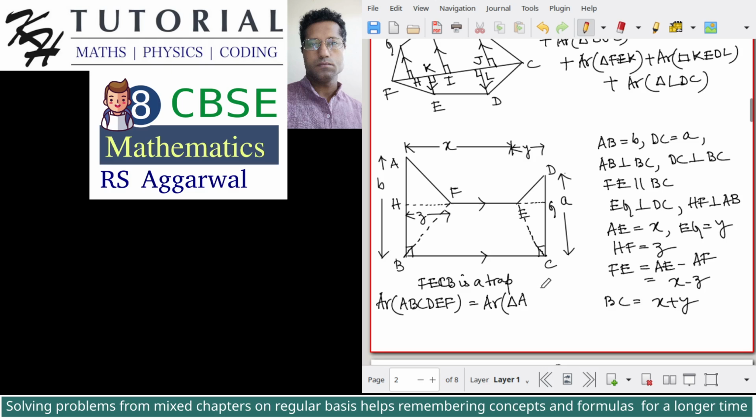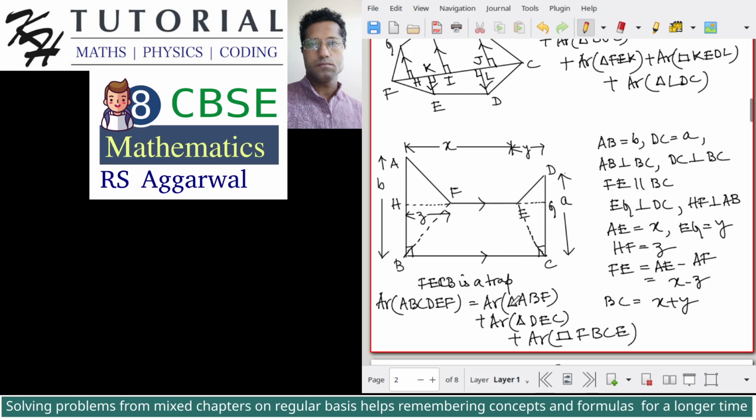So this will be area of triangle ABF plus area of triangle DEC and area of trapezium FBCE. But for the trapezium FBCE, we know the length of the parallel sides, that is FE and BC, but we do not know from the given dimensions what will be the perpendicular distance between the parallel sides.